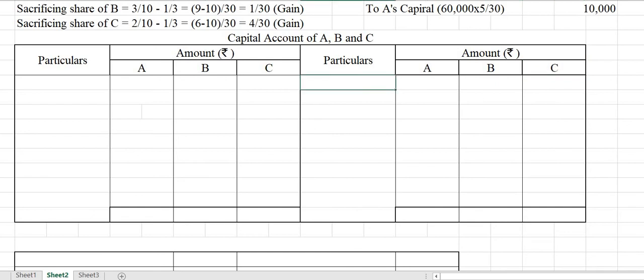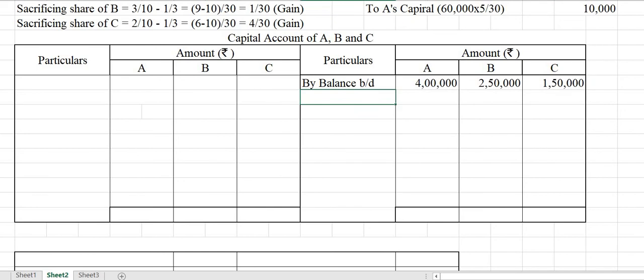So capital account, we know that capital account has an opening balance. Opening balance is there in the question, where it is given on the liability side. You can see A's capital 4 lakh, B's capital 2,50,000 and C's capital 1,50,000. So by balance brought down, A's capital, B's capital and C's capital.